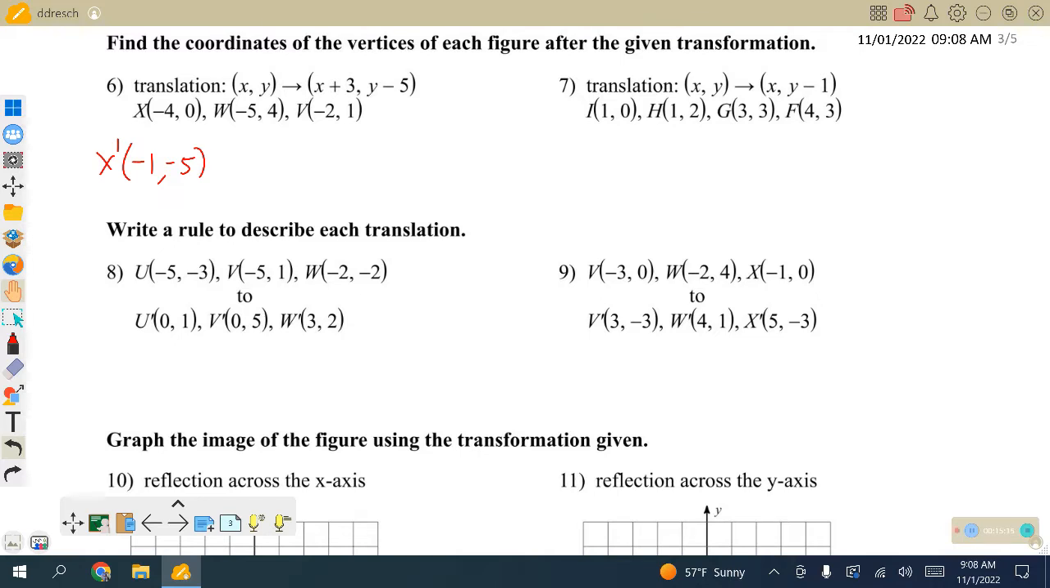That's pretty straightforward. W prime. Okay, W prime. You start off at negative 5. Negative 5 plus 3 takes me to -2. And 4 minus 5 takes me to -1. And then V prime. Yeah, negative 2 starts off, plus 3. And then 1 starts off, minus 5.